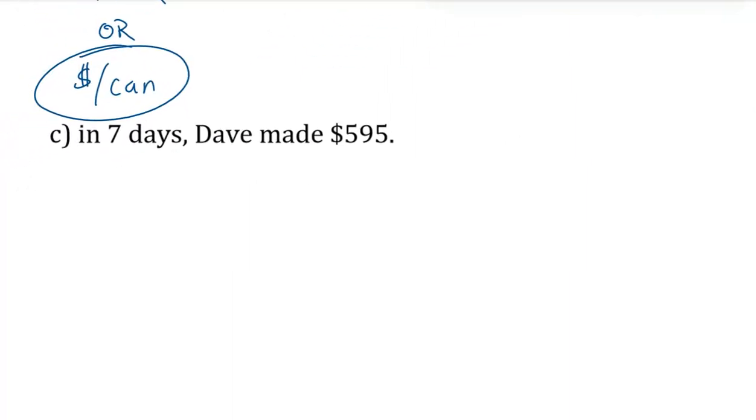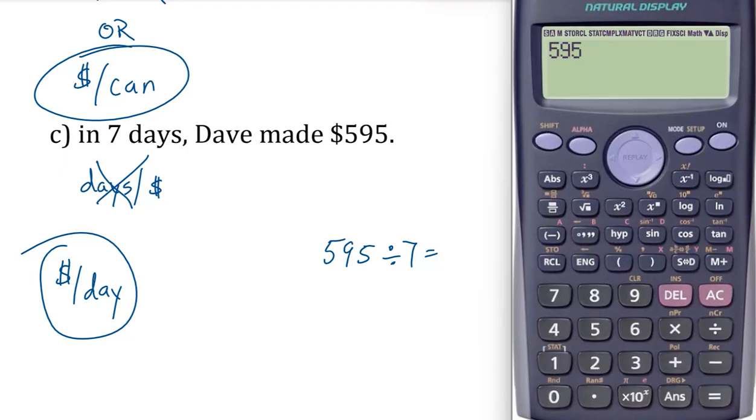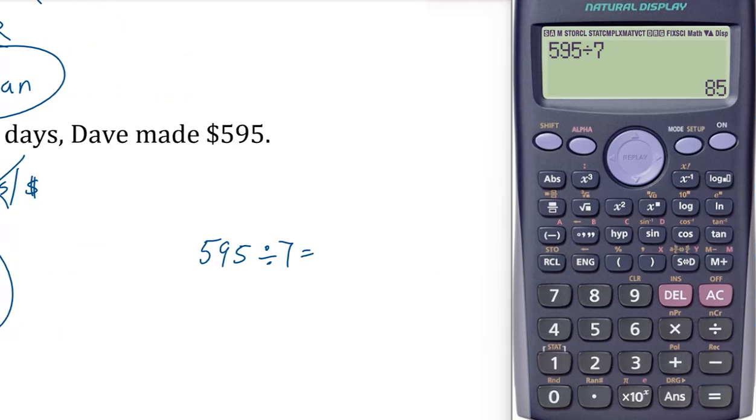In 7 days, Dave made $5.95. Now, it doesn't necessarily say that he made the same amount every day, but if he wants to average it out, it's still how much was he making sort of on average per day, right? So again, would this be days per dollar or dollars per day? And we're going with dollars per day. Dollars on top again. Again, very common. So $5.95 divided by 7 days. $0.85 per day.